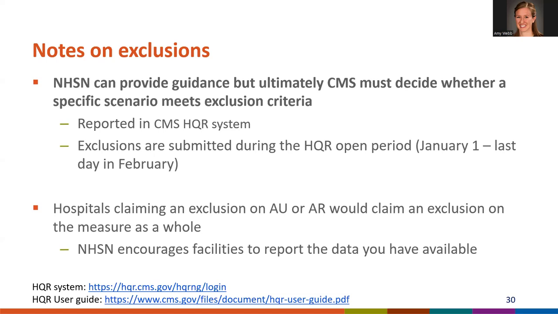So hospitals claiming an exclusion on AU or AR would claim an exclusion on the measure as a whole. So if you meet the exclusion criteria for AR data specifically, CMS does not expect you to report AU data into NHSN. You are excluded essentially from the measure as a whole. However, NHSN would encourage you to report the data that you have available. So you may claim the AR exclusion and therefore not be required to report AU data to NHSN, but we'd highly recommend reporting the AU data you have available to NHSN so that you can take advantage of all of our great reporting metrics and risk-adjusted comparisons.